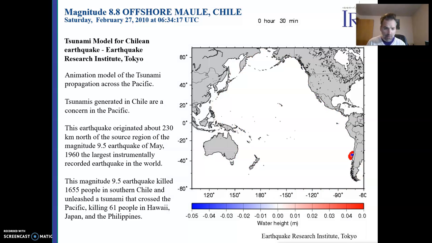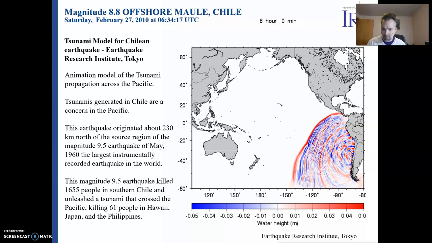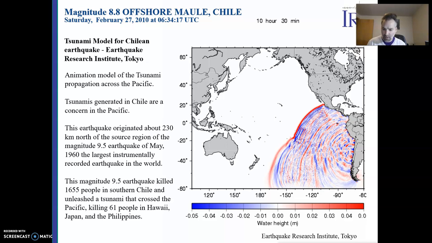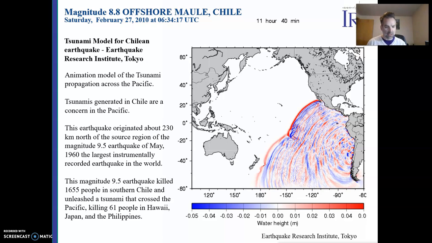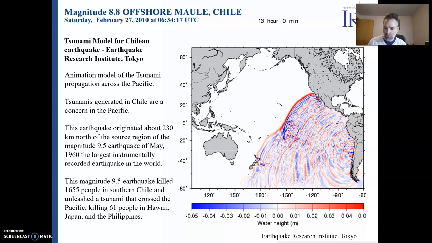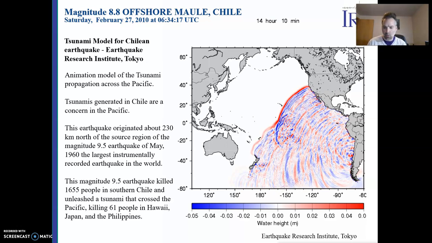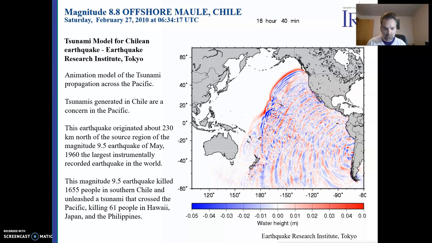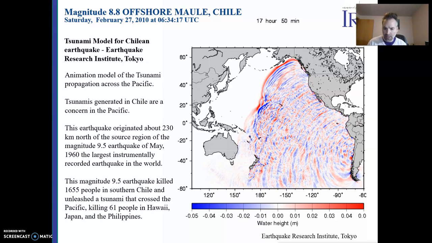And there was an earthquake that happened in 1960, and it was the largest recorded earthquake in the world. It was like a 9.5. And it killed like 1,655 people in southern Chile. And it created this tsunami that was unleashed in the Pacific, and it also killed 61 people in Hawaii, Japan, and the Philippines. So this was created to help predict.